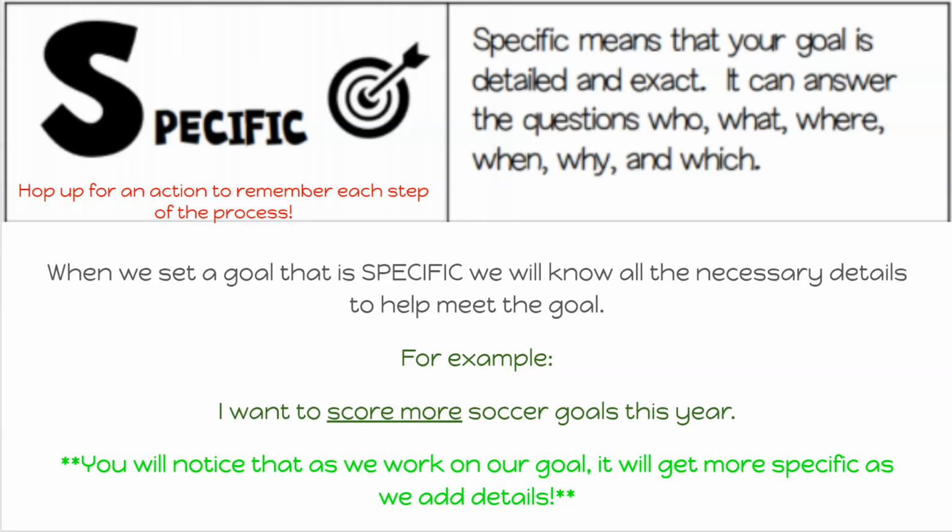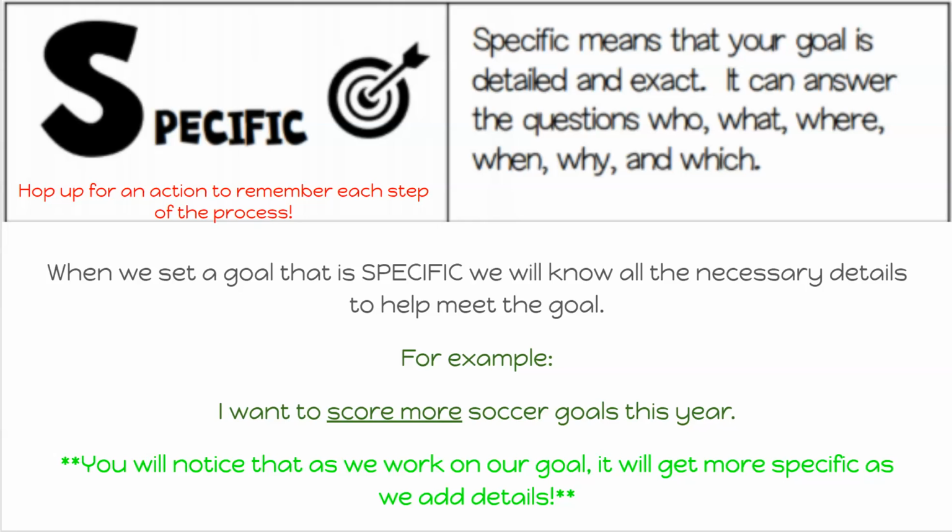Okay? So specific means that our goal is detailed and exact. It can answer the questions who, what, where, when, why, and which. Without something that's specific, friends, we can't meet a goal. If we just say, I want to do better, we don't know what we want to do better at. And so here's an example: I want to score more soccer goals this year. Now, it's specific because I said more.